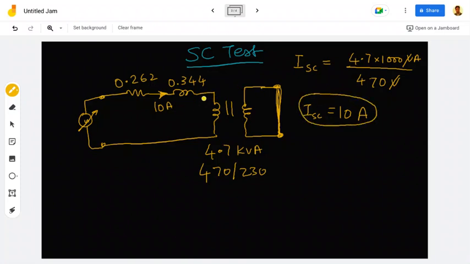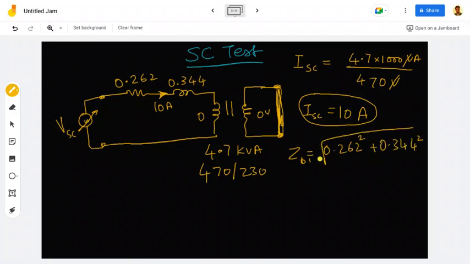So now the question is, what is the voltmeter reading? Here the voltage on this side is 0 volts because of the short circuit, so the voltage on this side also will be 0 volts. Whatever voltage drop is here is equal to the short circuit voltage. So first I need to find the impedance. What is Z01? That is the square root of 0.262 square plus 0.344 square. This is the magnitude of the impedance.